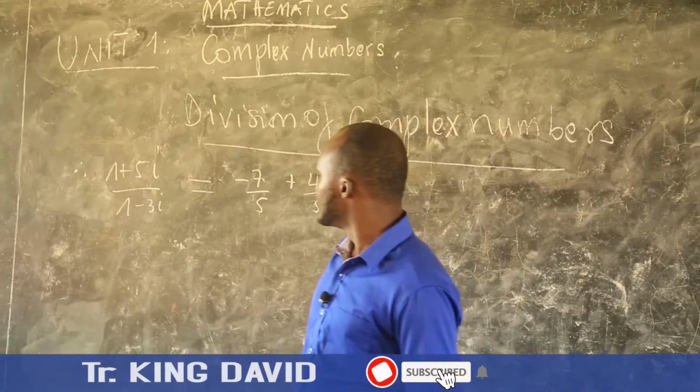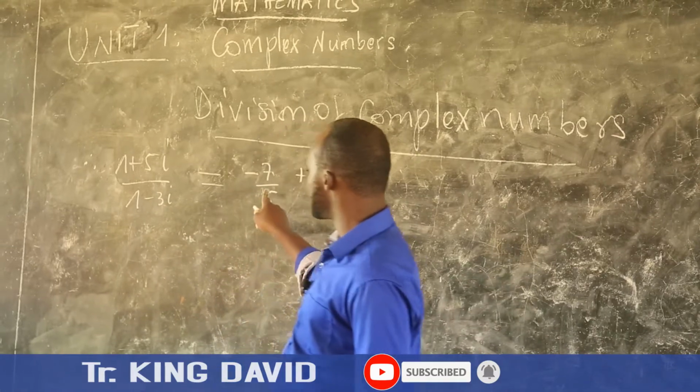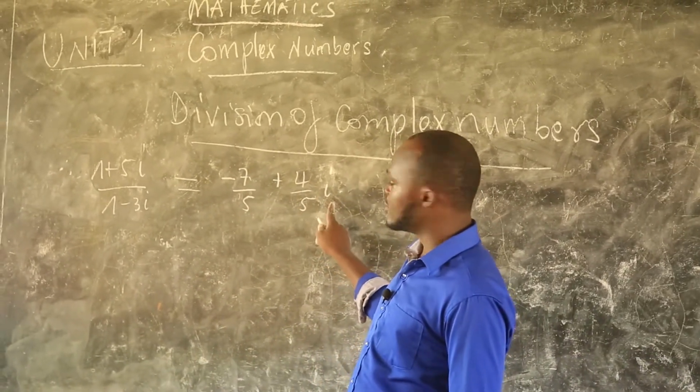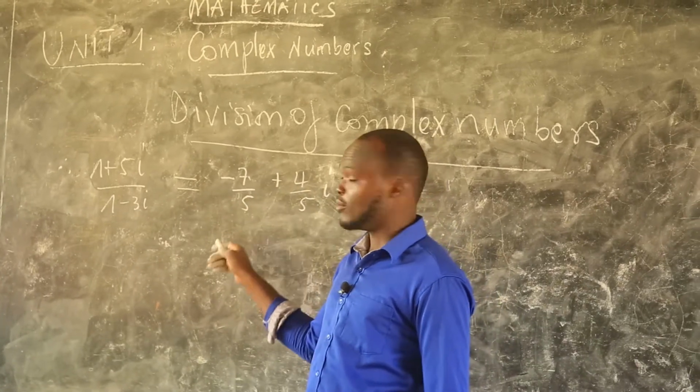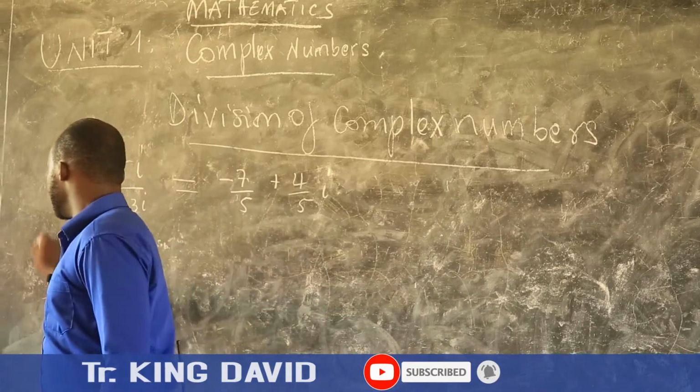Okay, then (1 + 5i) divided by (1 - 3i), its answer is -7/5 + 4/5 i, which is in algebraic form. This is its answer.